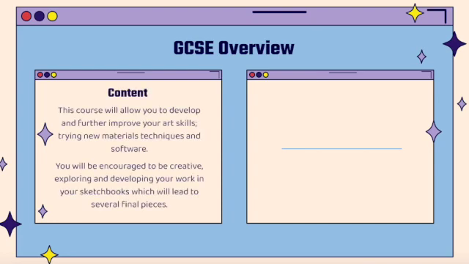So throughout the course, you will have a chance to develop and improve your art skills further. You'll use lots of different new techniques that you might not have used in Key Stage 3, and we'll definitely be using a lot more software, things like Photoshop and Illustrator, where you might not have used those in Key Stage 3 before. We'll also be encouraging you to be as creative as you possibly can be, and you'll be developing those skills through your sketchbook, which will then lead to several final pieces.